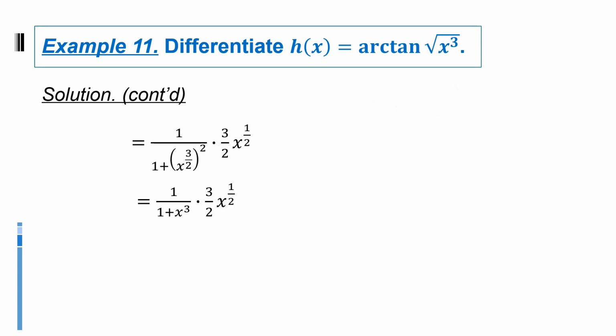Or that is now equal to x cubed na lang kasi ito magka-cancel na. So we have 1 over 1 plus x cubed times 3 halves x raised to 1 half. Or that is 3 times x raised to 1 half over 2 times 1 plus x cubed. That is 3 square root of x all over 2 times 1 plus x cubed.